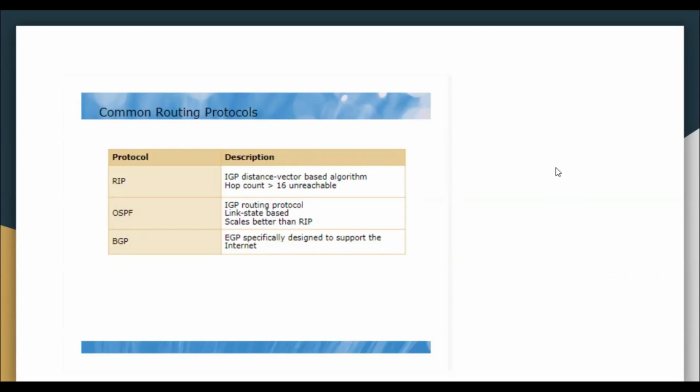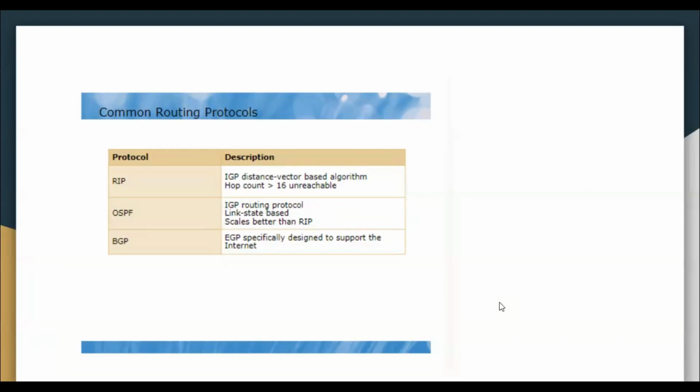Then another protocol we have is OSPF. It is an IGP routing protocol, link state-based, that scales better than RIP. OSPF stands for Open Shortest Path First. It is a routing protocol commonly used by network routers to dynamically identify the fastest and shortest available routes for sending packets to their destination. And then another routing protocol we have is BGP.